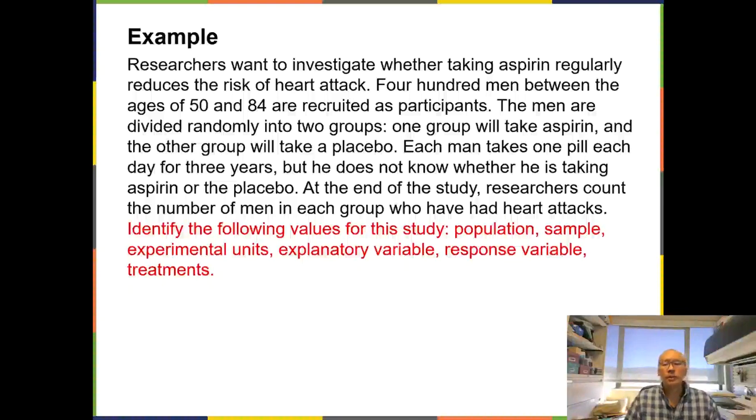Explanatory variable: it will be the aspirin or the placebo that they're going to take. We can look at it as a qualitative variable. Did they take the aspirin or did they take the placebo? That is the explanatory variable. The response variable will be whether the man gets a heart attack or not. And the treatments are going to be the types of pills that they take.